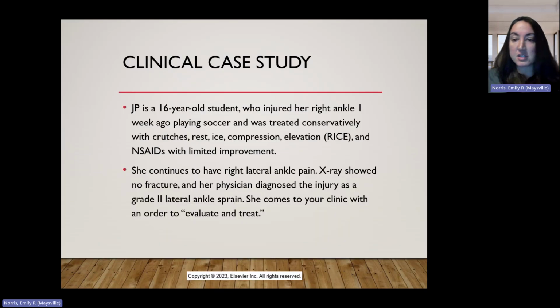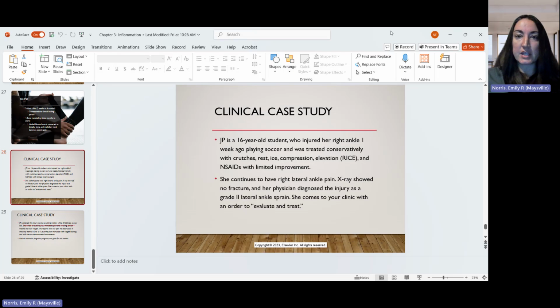The next slide is just some case studies that we can go through in lab together. So hopefully you have a good idea of inflammation and a foundational knowledge of modalities, and we will talk more about this in lab and go over some case studies together.